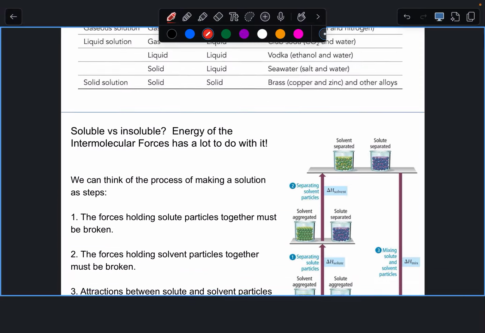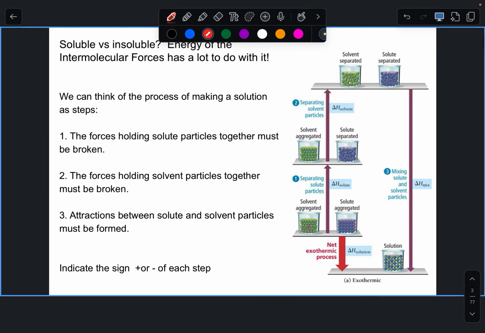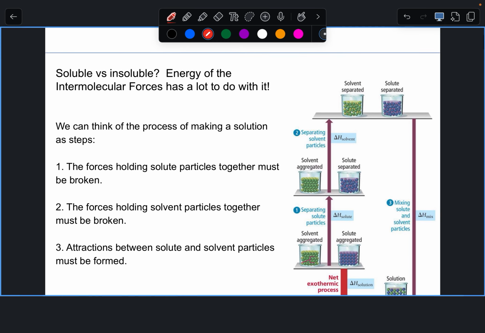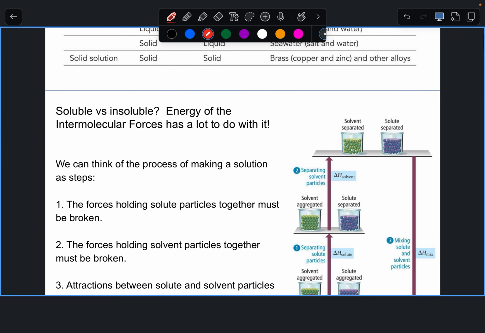Okay, so like I said, we're going to talk about what makes them soluble or not. So keep in mind, every time I say soluble, that means they will form a homogeneous mixture.